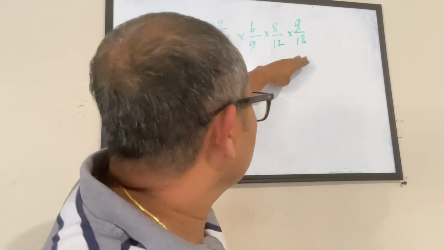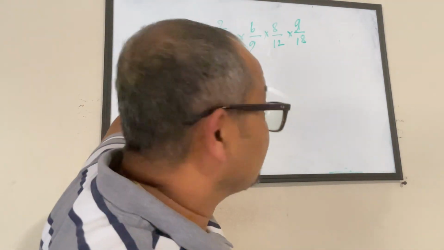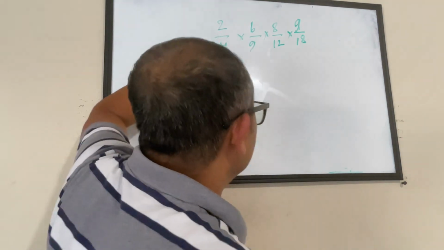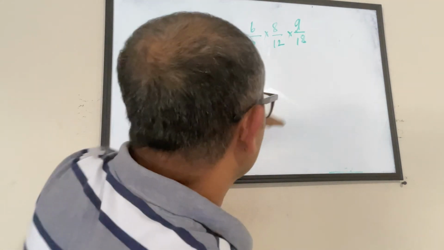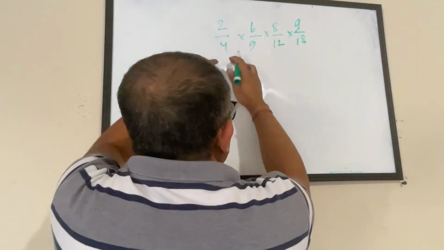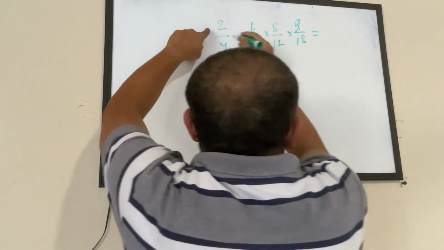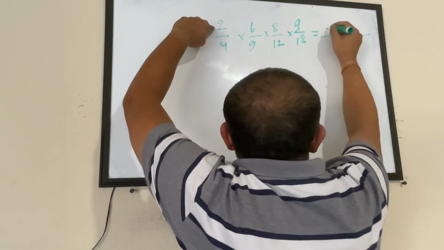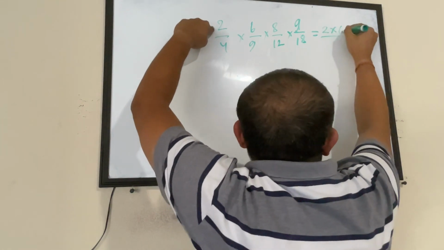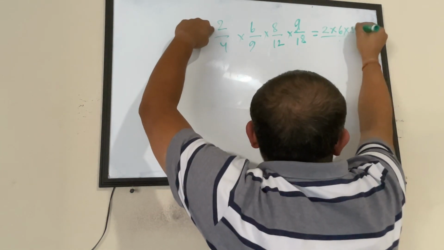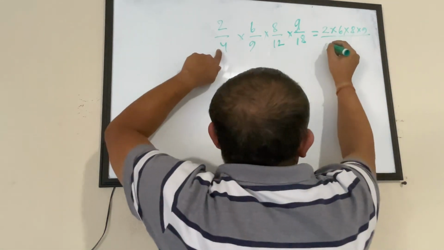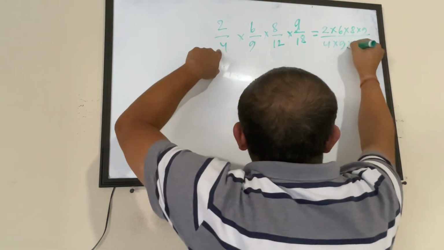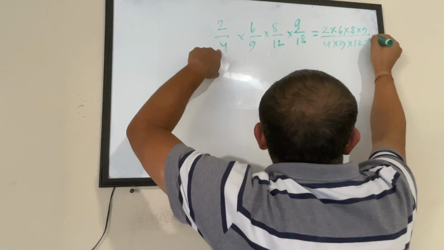So now look at this one. I was saying that if I have to multiply all this, some of you have given me the answer. For all of you who are working on it, let's look at it quickly. First thing you have to do is, everything is multiplication, so don't worry about it. Whatever is the numerator, you put them all together: 2 into 6 into 8 into 9, divided by 4 into 9 into 12 into 18.